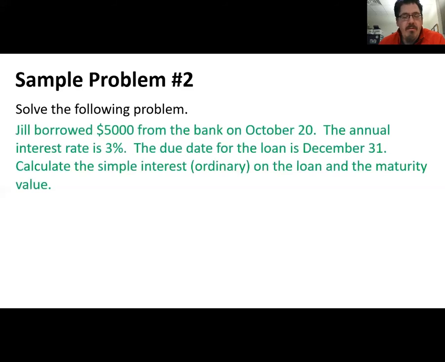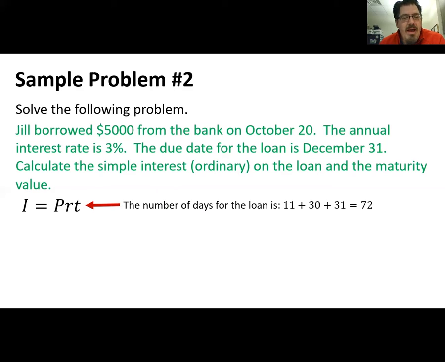All right, so a few things that we need to know in this problem. Number one, let's start with the simple interest formula. Now, the key thing in this situation is for our time, we have to look at how many days the loan is actually out for. So you have to look at your calendar and figure that out. If we're going from October 20th to December 31st, there are 11 days left in October, 30 days in November, and 31 days in December. So the loan is going to be out there for a total of 72 days.